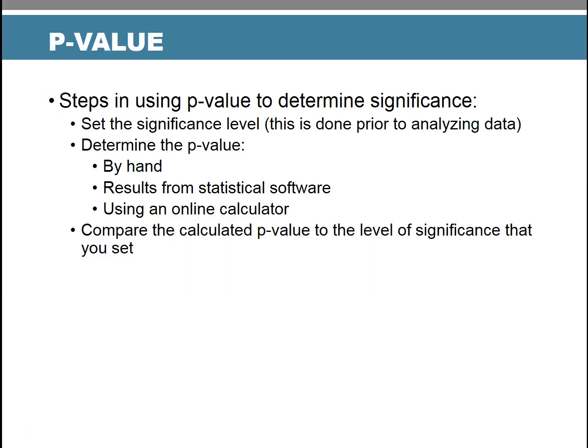First, using the p-value. To use our p-value to determine significance, we're going to set our significance level. Remember, this is done prior to analyzing data, can be done prior to even collecting data. It's one of our first few steps of hypothesis testing. We're going to determine our significance level. Then we're going to determine our p-value. We can do this by hand. We also can do this with the results from our statistical software, or we can use an online calculator. Finally, we're going to compare our calculated p-value to the level of significance that we set.